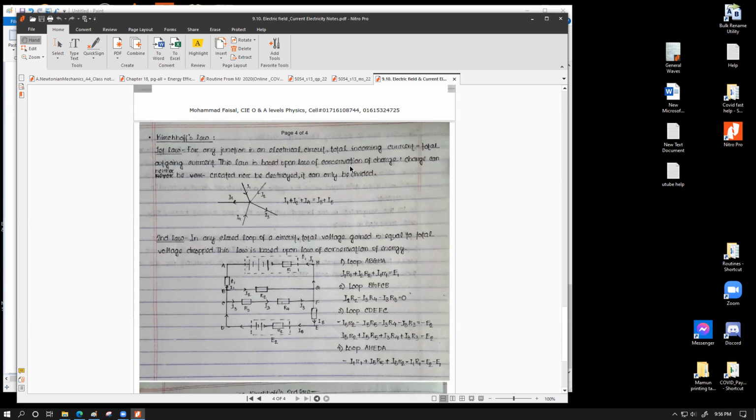This law is based upon the law of conservation of energy. If you wonder why, you should understand that voltage is given by V equals E by Q. The definition of electric potential goes like this: the amount of energy required to move unit charge from one point of a circuit to another point is the voltage difference between those two points. I'll say this again: the amount of energy required, or the amount of work that has to be done.